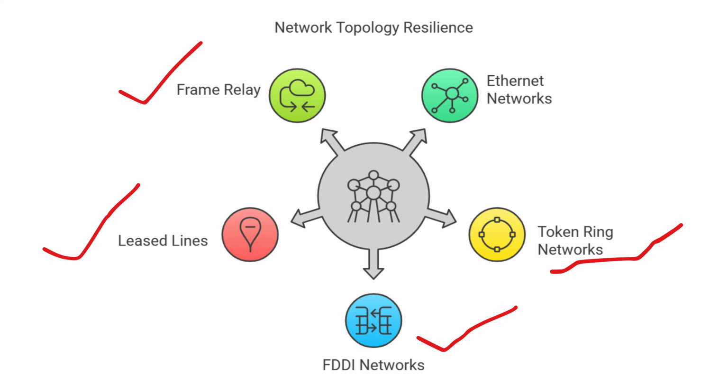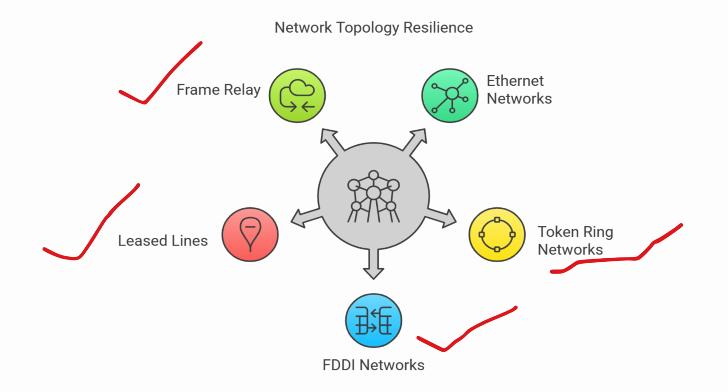Frame relay. Frame relay networks use a public switched network to provide fault tolerance. If a segment in the frame relay cloud fails, traffic is automatically rerouted through other available paths. However, failure risks can still arise if an organization relies on a single vendor. The solution is to use multiple vendors for additional redundancy.